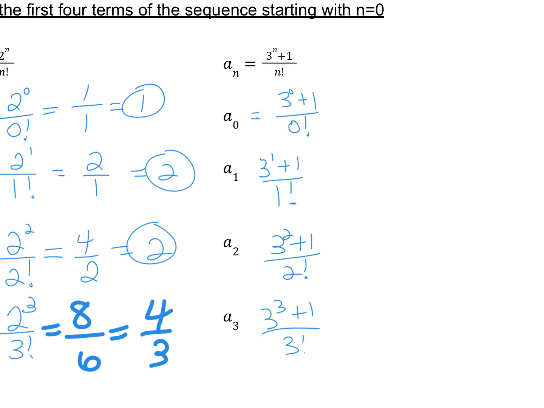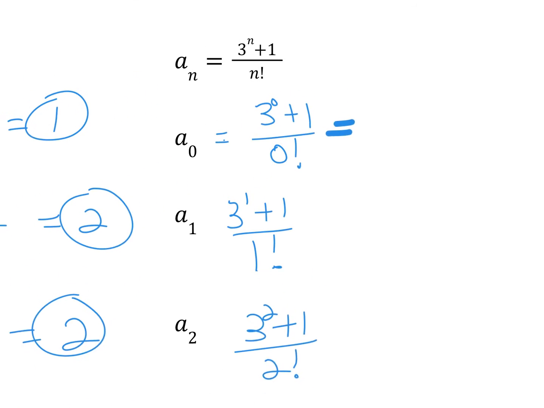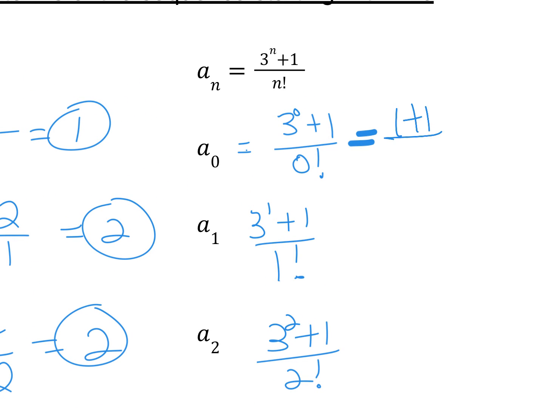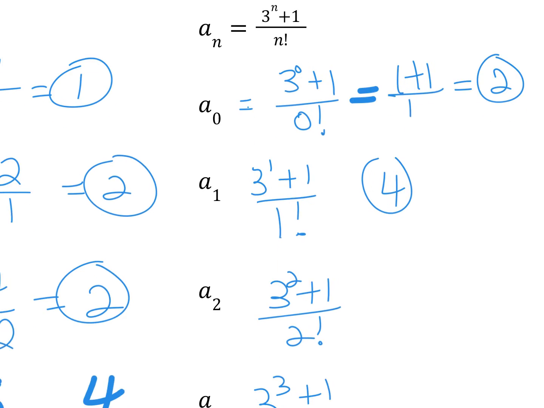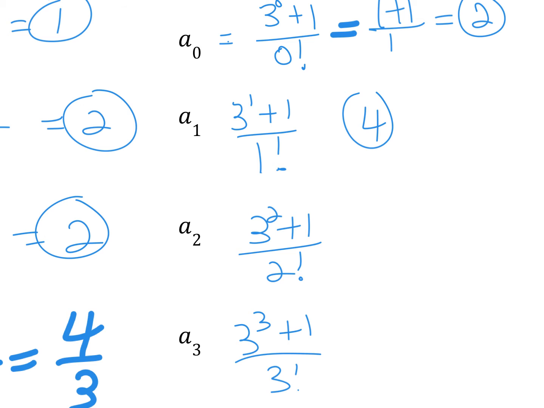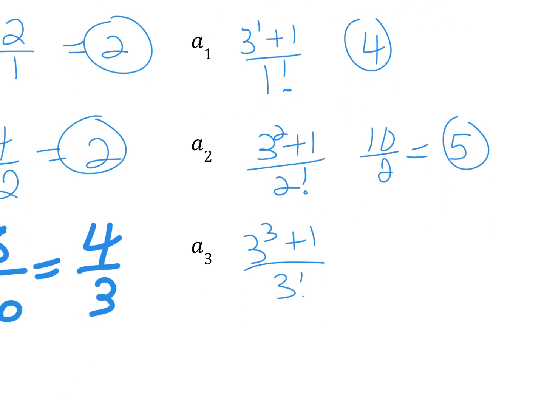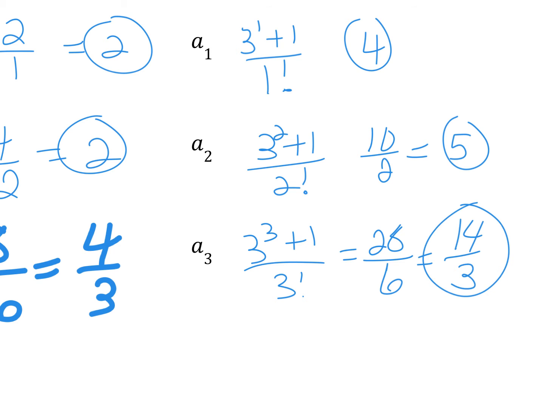And then when we go to evaluate these, again, anything to the 0 power is 1, so we'd have 1 plus 1 over 0 factorial, which is 1. 2 over 1 is just going to be 2. 3 to the first plus 1 is 4. 4 over 1 is 4. 3 squared is 9. 9 plus 1 is 10. Over 2 factorial is going to be 5. And then 3 to the third is 27 plus 1 is 28. And 3 factorial is 3 times 2 times 1, which is 6. So we would simplify that to 14 over 3.